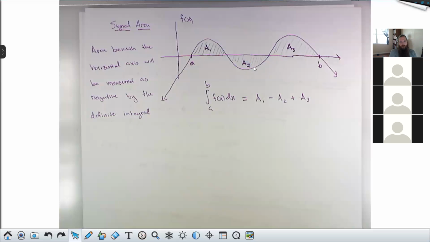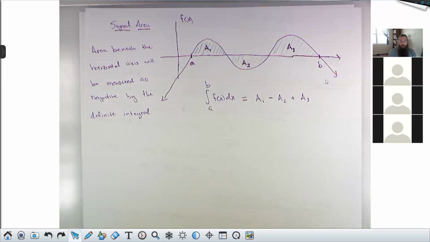Since all those little heights are negative, all of this area is going to be considered negative. It's a little bit counterintuitive, but that's what we mean by signed area. If the graph was completely underneath the x-axis, then all of the area would be considered negative. We would still have area. It would just be all negative.